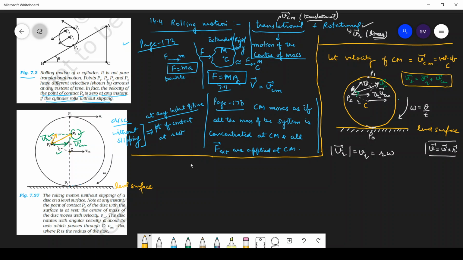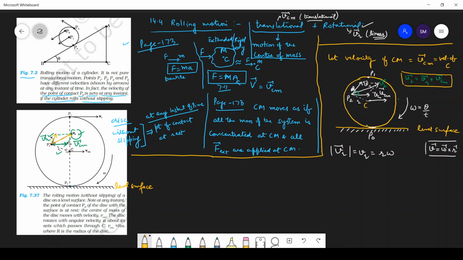Now the velocity of the point P2, that is V2, and its components VR and VCM are shown in the figure. VR is perpendicular to CP2. Now it is easy to show that VZ is perpendicular to the line P0 P2.